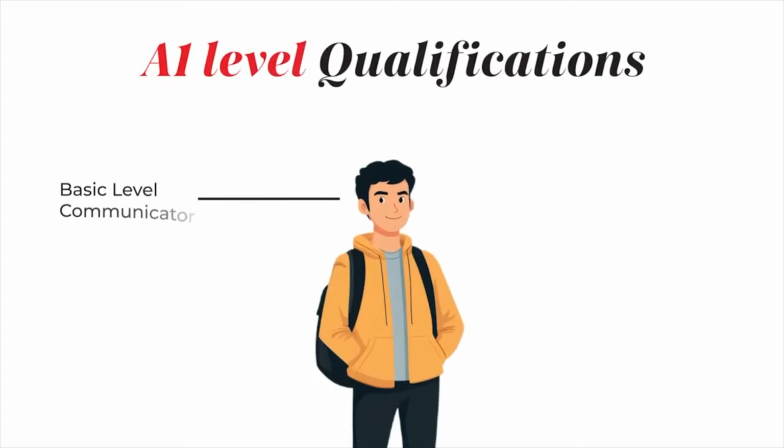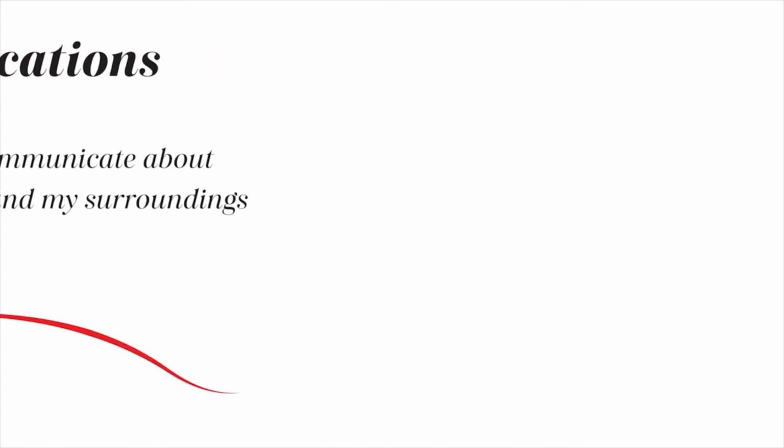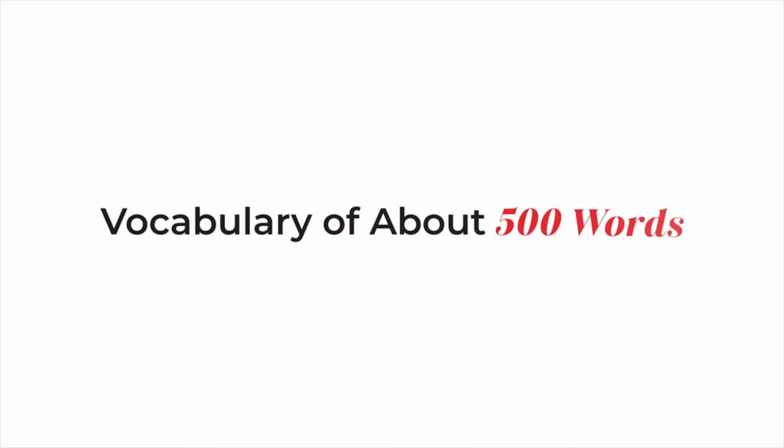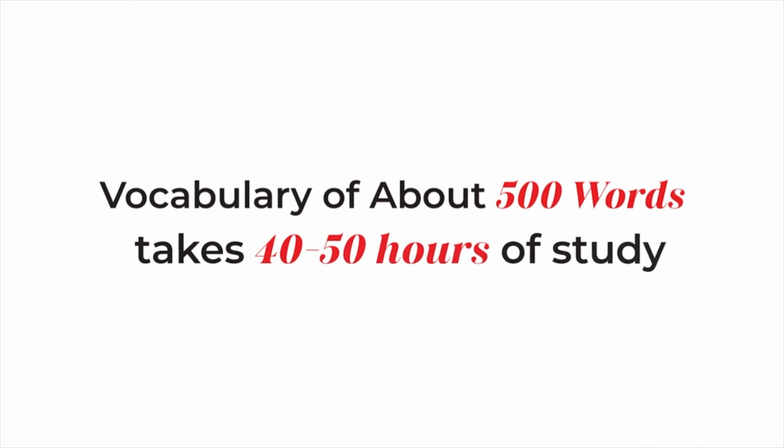In the A1 level, learners can communicate at the most basic level about themselves and their immediate surroundings. This only requires vocabulary of around 500 words in German, and most learners can reach this level after only about 40 to 50 hours of study. I don't recommend staying up for that long trying to get it all done at once, so this usually translates to about 1 to 3 months of German learning.